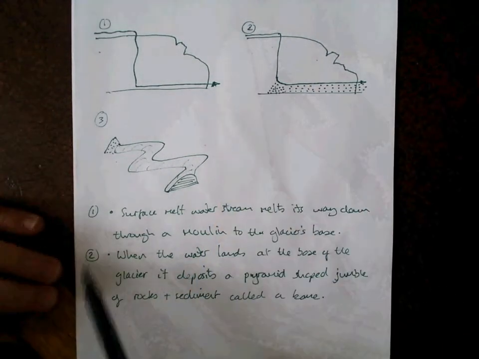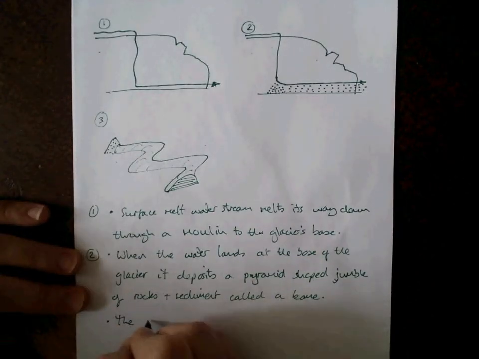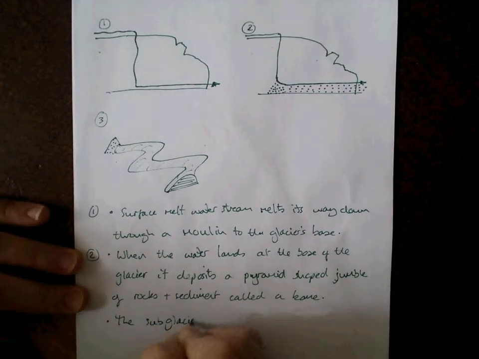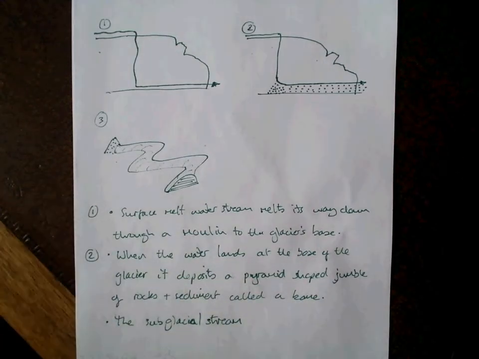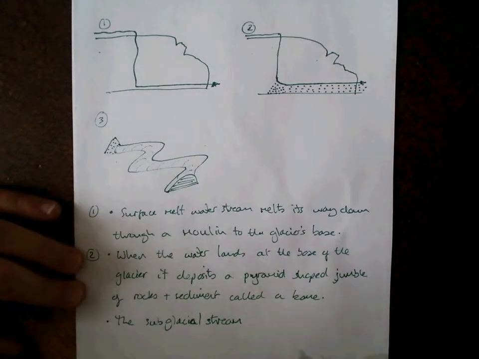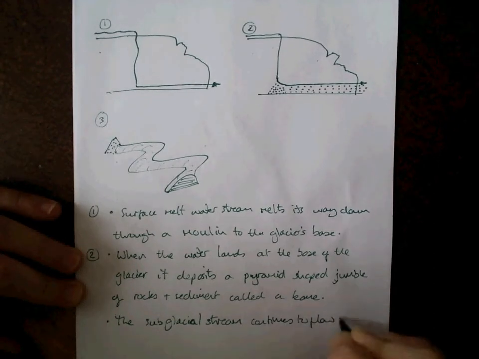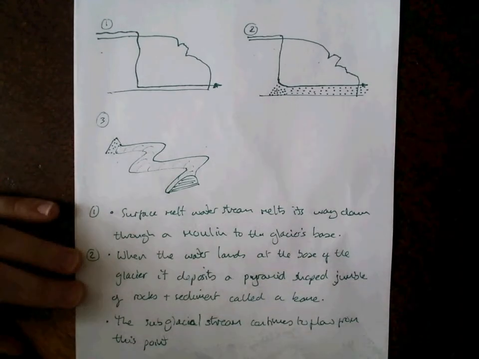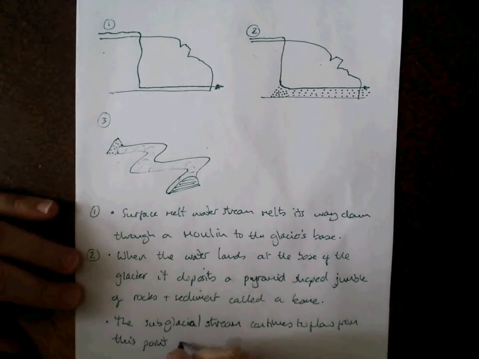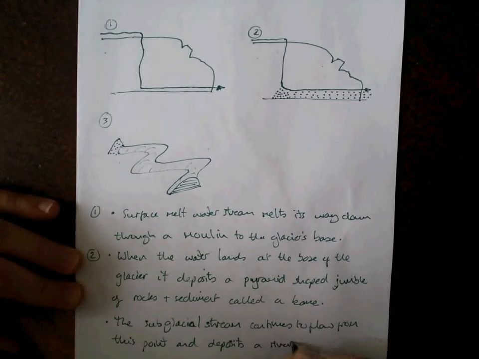Continuing diagram 2's paragraph, the subglacial stream, sub as in submarine, as in underwater, subglacial as in under ice. The subglacial stream continues to flow from this point, as in from the kame, and deposits a riverbed.